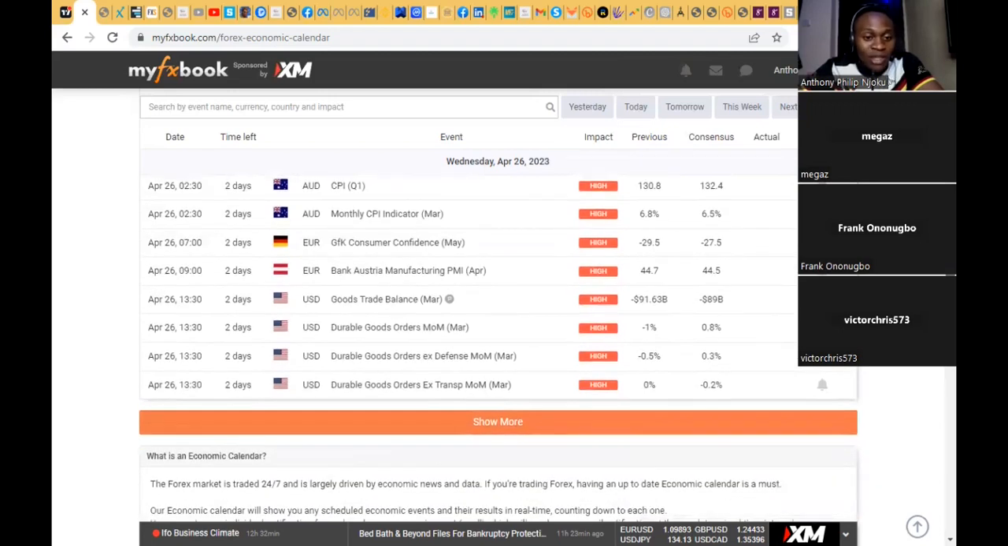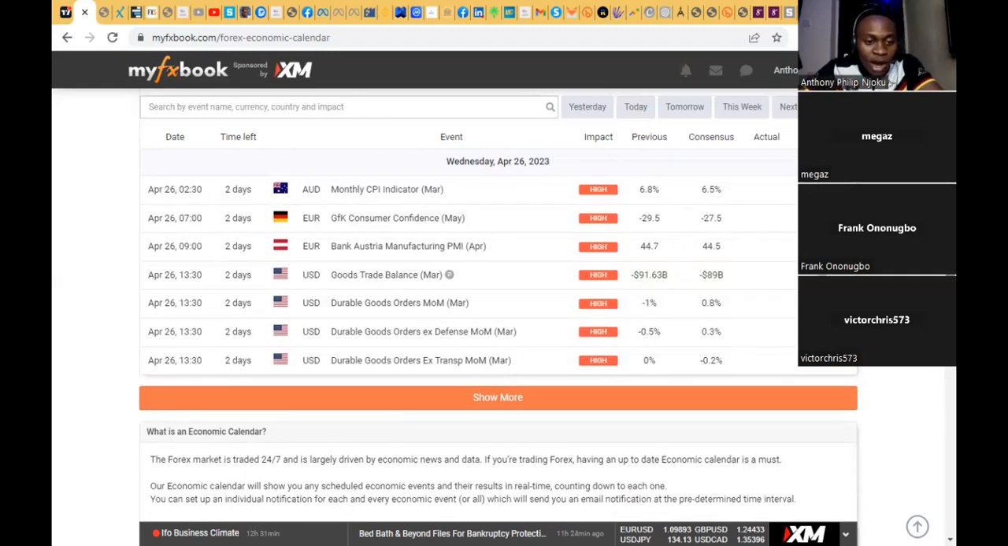Then on that same Wednesday, 7 a.m., we have Euro consumer confidence. Wow, interesting. This relates to CPI somehow, because CPI has to do with the consumer price index. But consumer confidence is related to CPI. So it's a high impact news as well, and it's an economic news. Then by 9 a.m. as well, we have news on Euro. So you can trade the London session on Wednesday.